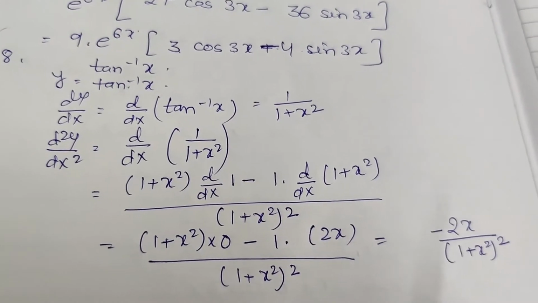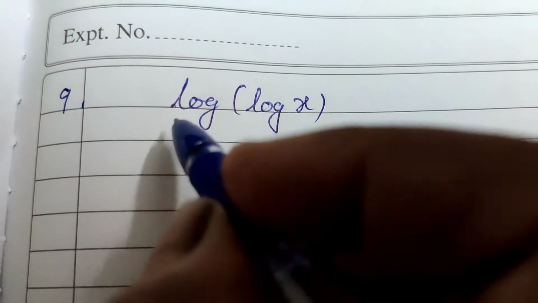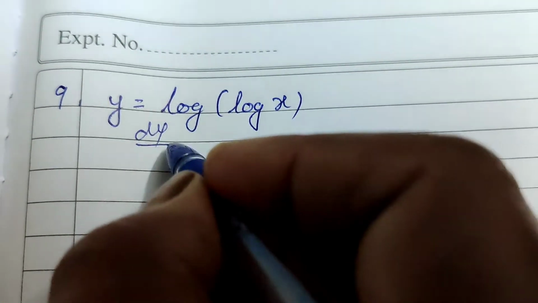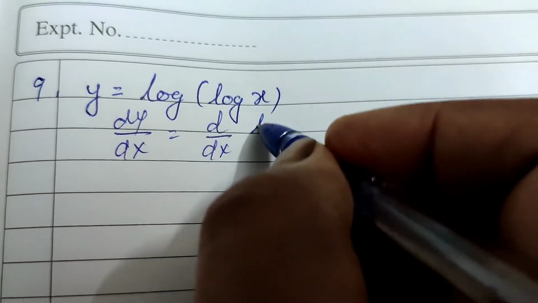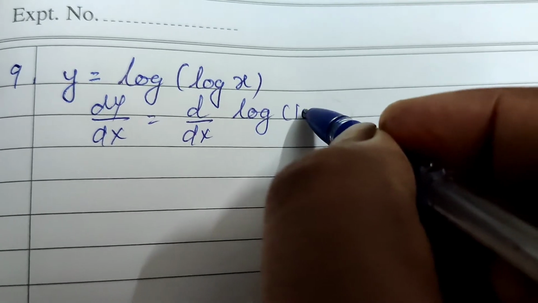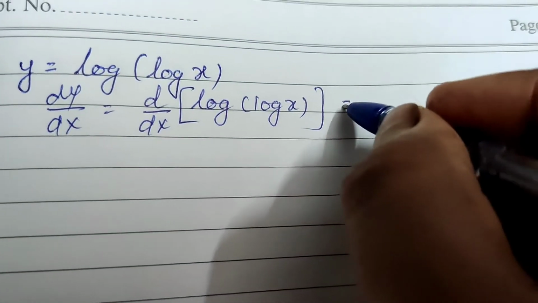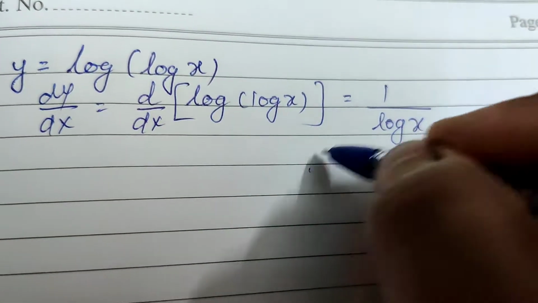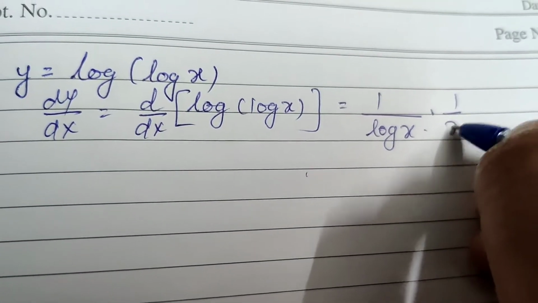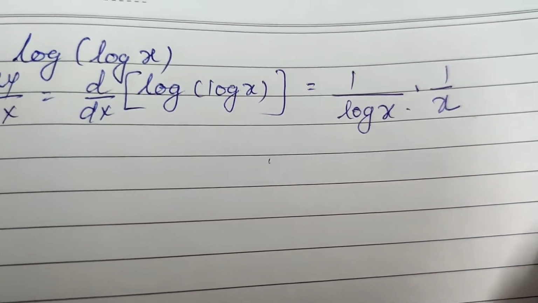Question number 9. The question number 9 is log of log x. Suppose it is equal to y. So dy over dx, d over dx of log log x. So log of log x means 1 upon log x, into differentiation of log x, and log x differentiation is 1 upon x. The answer is 1 upon x log x.